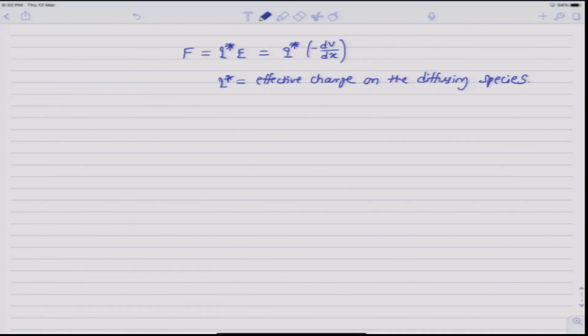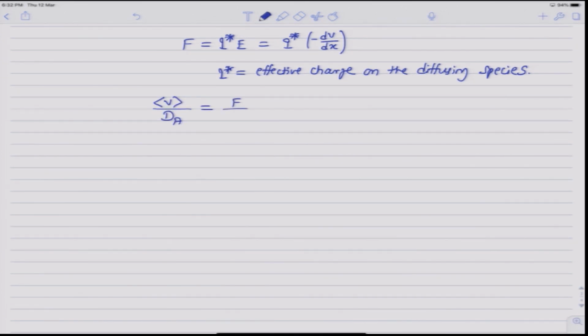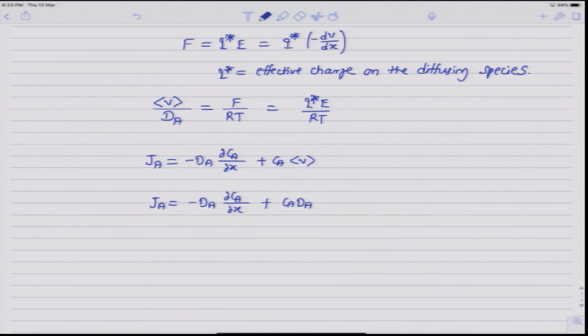So, if we want to find out the drift velocity in presence of electric field, or drift velocity for electromigration, we can use the Nernst-Einstein equation, which tells me V over DA is equal to F over RT, and F here is nothing but Q star times E. And so, if we write the equation for J, which is minus DA times dou CA by dou x plus CA times V, so JA is equal to minus DA dou CA by dou x plus CA DA Q star over RT times E.